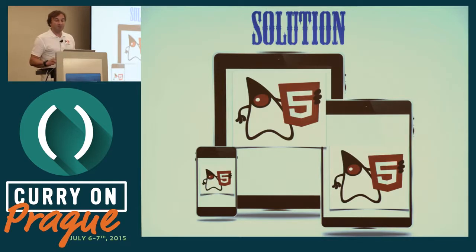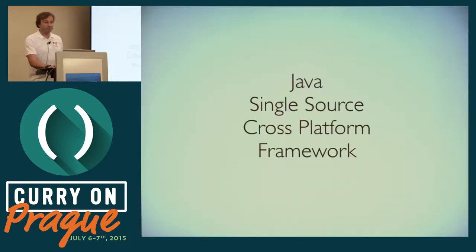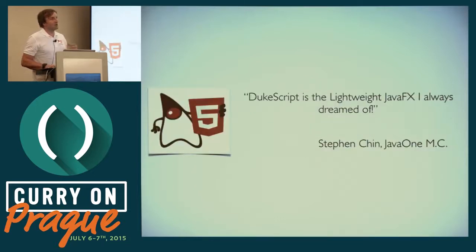And so we thought, how can we do that? We do not want to implement a whole UI toolkit as the JavaFX guys did, because it really is hard work to port this to new platforms. So we were looking for a simpler way of getting the same results, even better results actually. So what our main aim was, was to create a Java single source cross-platform framework. Single source, one source that you can deploy to all the platforms, and cross-platform, and Java because we like the language. And Stephen Chin, who is running the JavaOne content chair, and is a long-time JavaFX guru, said DukeScript is the lightweight JavaFX he always dreamed of. That was very nice of him.